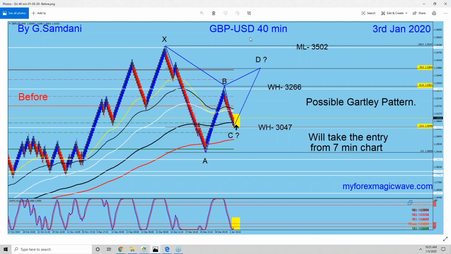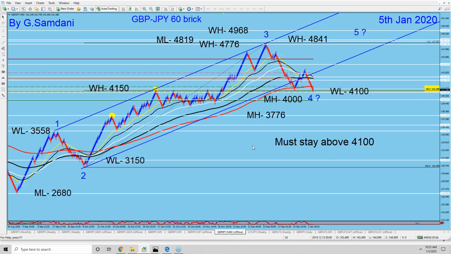So how is that? This is basically a 40-minute chart, but to take the early entries from the 7-minute chart, this is how it goes. Let me show it to you. For example, I'm going to show you here, and then the same will apply everywhere, on pound yen as well. So let's take a look at the pound USD chart, or even here, for example. Let's take a look at this 4100.